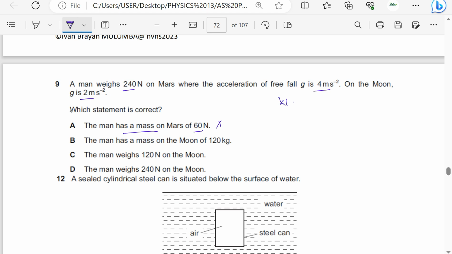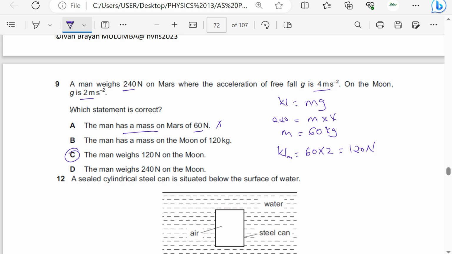Okay, so we know that weight is equal to mg. So 240 newtons on Mars should be equal to the mass m times 4. That means the mass of the man is 240 divided by 4, which is equal to 60 kilograms. Then on the Moon we can find the weight, which will be the mass 60 times 2, which gives us 120 newtons. The weight on the Moon is 120 newtons. So the answer is C.